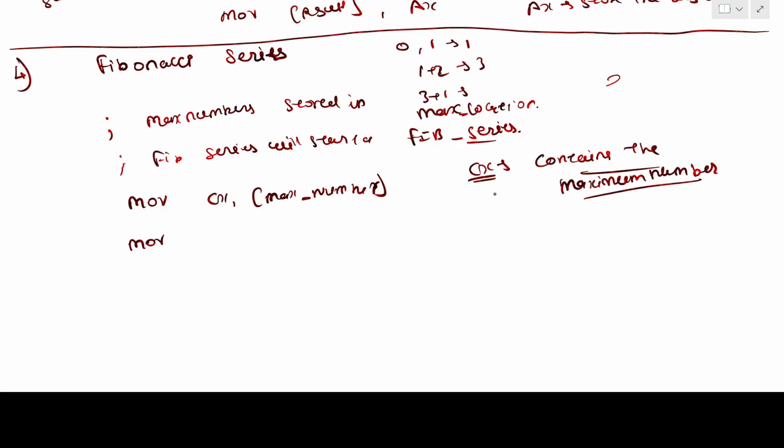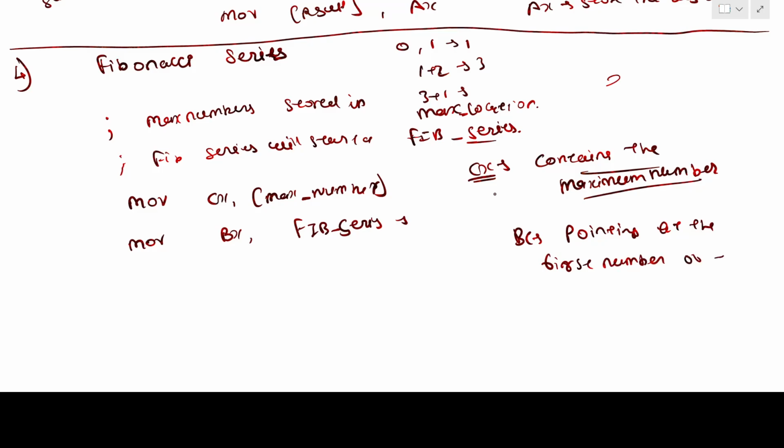Then the second line of code is mov bx, fib_series. This sets bx to point to the first element of the series. So bx will be pointing at the first number of the series. CX will contain the maximum numbers that are there, and bx will have the first number of the series.